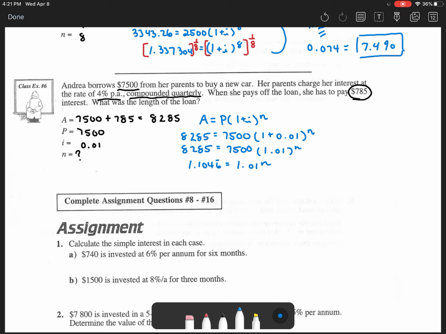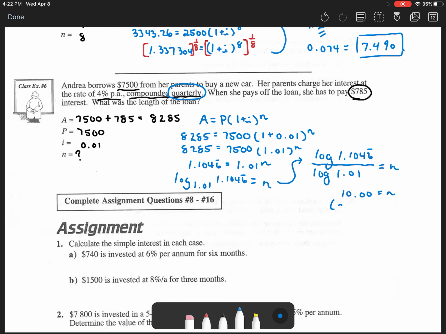I'm not going to round anything until the very end of the question. So what I want to do now is convert this from exponential to log form. So this is going to be log base 1.01 of 1.1046 repeating, which will equal N. When I use my calculator to help me solve this, I'm going to go log of 1.1046 repeating, all over the log of 1.01. That will tell me what N is equal to. When I do that, you will see that N in this case equals 10.